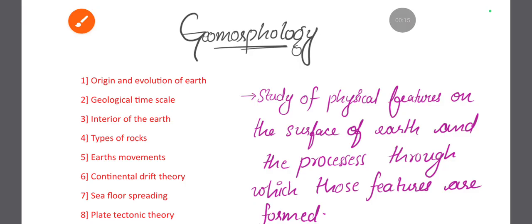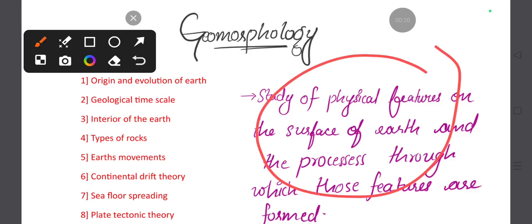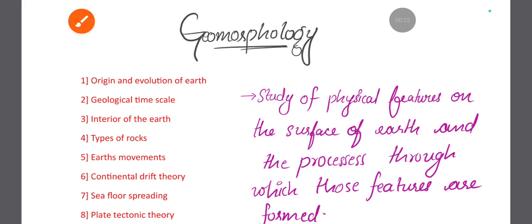In the first class of geomorphology, we have studied initially what geomorphology is. I have told you geomorphology is nothing but the study of physical features on the surface of the earth, and also we'll study the processes through which these features are formed. This is something which I have elaborately explained in the last class.